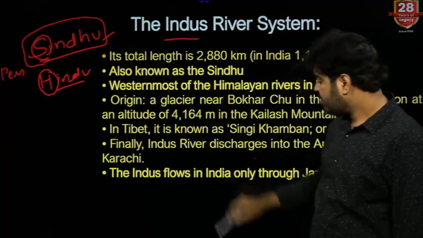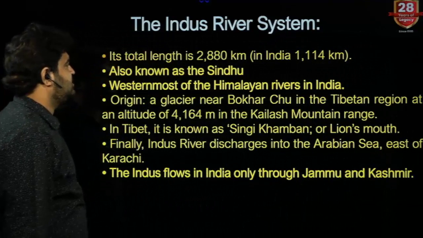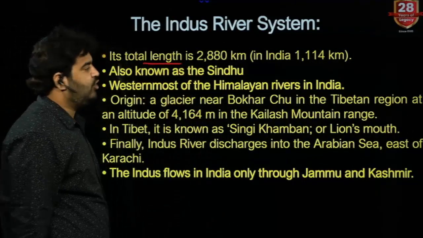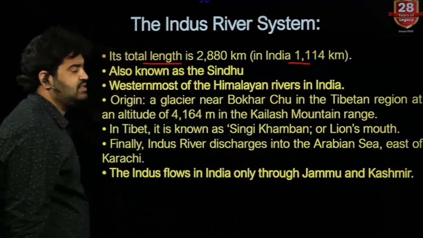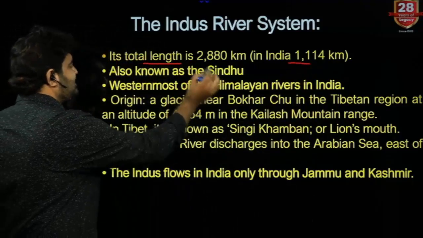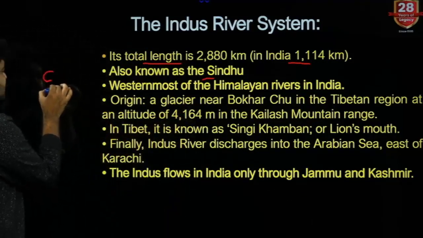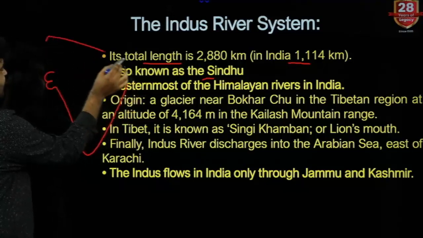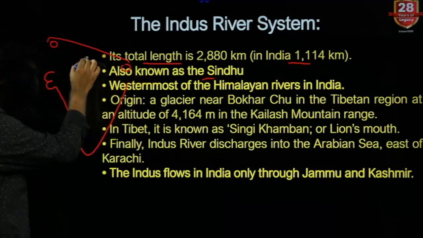So we are dealing with the most important river of the country, the Indus river system. The length of the river is 2880 kilometers, and in India its length is 1114 kilometers. It is also known as Sindhu and it is the westernmost river of the Himalayan region. Easternmost is Brahmaputra. The center one is Ganga.